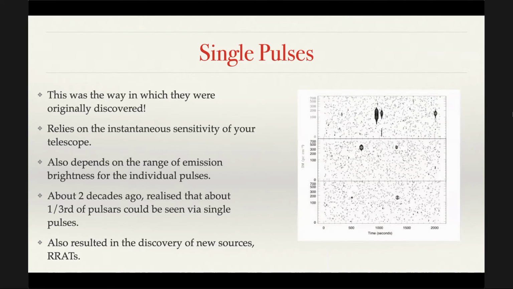And here is the example of the so-called RRATs, these rotating radio transients that I mentioned. What you can see in this plot is time against dispersion measure, and you've encountered dispersion measure earlier today. You can see these little regions of brightness here, and these correspond to detections of single pulses from these new types of sources.